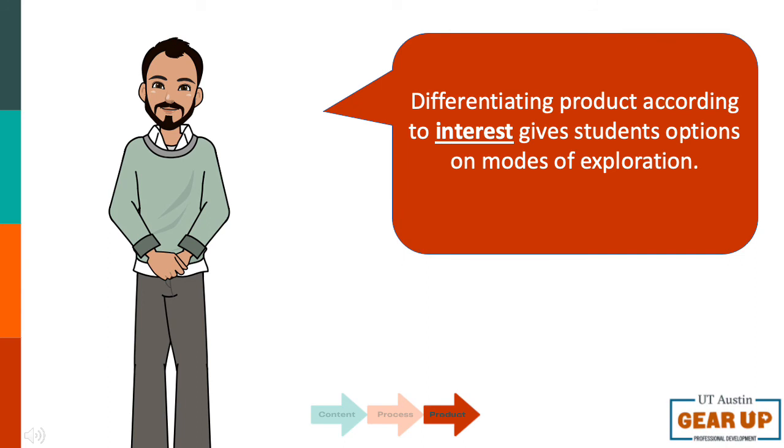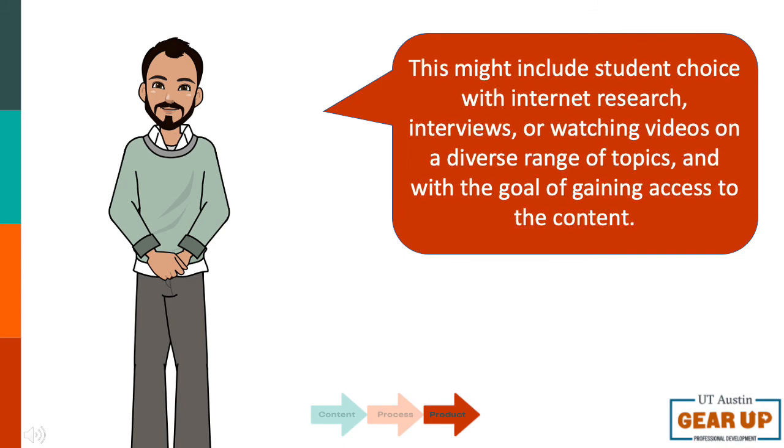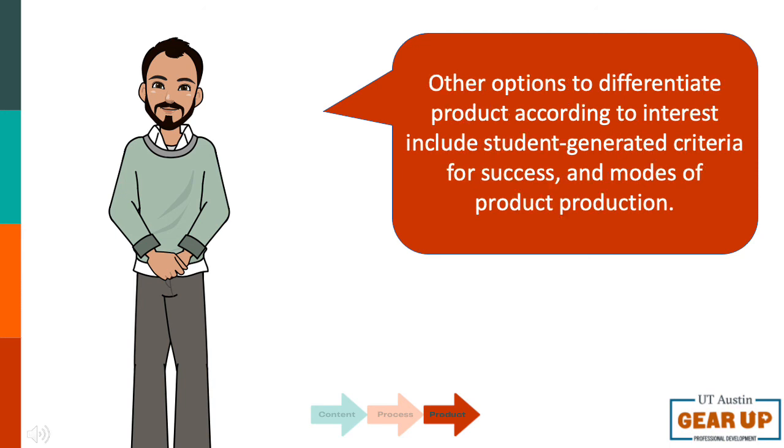Differentiating product according to interest gives students options on modes of exploration. This might include student choice with internet research, interviews, or watching videos on a diverse range of topics, and with the goal of gaining access to the content. Other options to differentiate product according to interest include student-generated criteria for success and modes of product production.